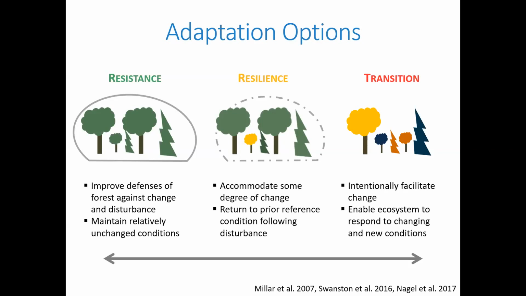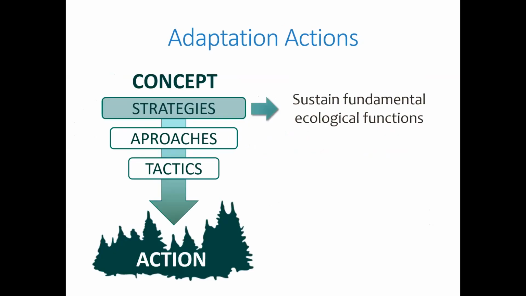And then transition is recognizing that forest systems may not be able to return to prior conditions after change. And so actions here under the transition option would be to intentionally facilitate change and enable the ecosystem to respond to new and changing conditions, to help realign a forest ecosystem to these new and accelerating conditions. And so those are adaptation options of resistance, resilience, and transition. And it helps to just think about your forest goals and objectives and decide which of these really suit a project the best.